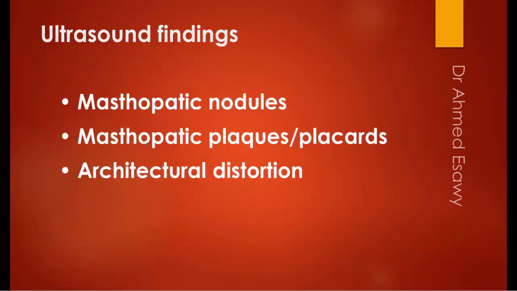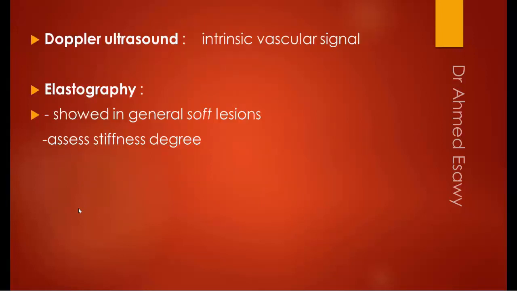Ultrasonographic finding: a nodule with reflexive architecture distortion. Doppler ultrasound shows an intrinsic vascular signal, a risk factor not usually present, because focal fibrocystic change is formed mainly of fibrosis. When we find an intrinsic vascular signal, the risk is classified as BI-RADS 4.